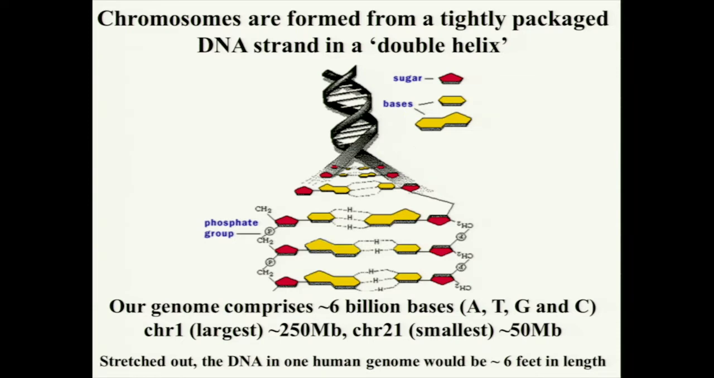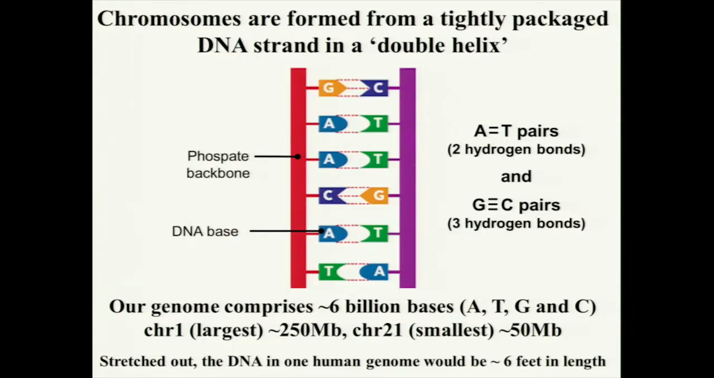As I said, chromosome 1 is the largest. It's around 250 megabases in size. Chromosome 21 is the smallest human chromosome. It's around 50 megabases in size. DNA is made up, obviously, of four different bases. A pairs with T, G pairs with C. A very fundamental thing to recognize is that AT pairs are joined by two hydrogen bonds, GC pairs by three hydrogen bonds.